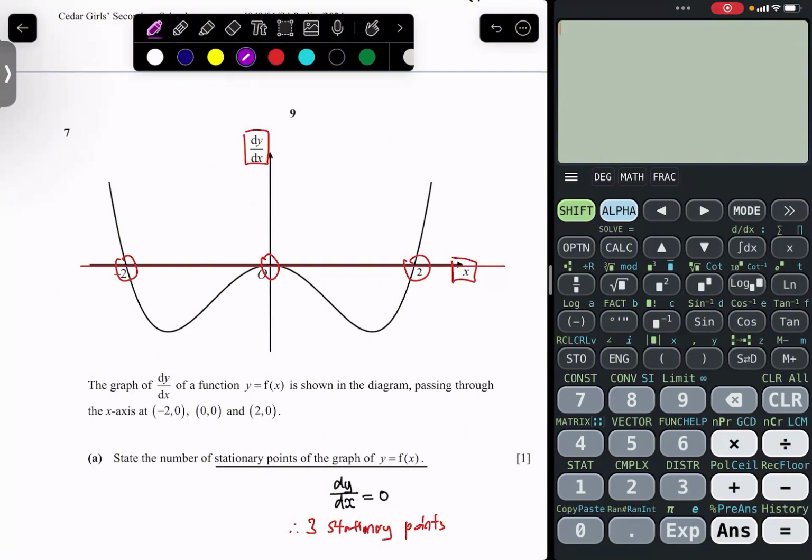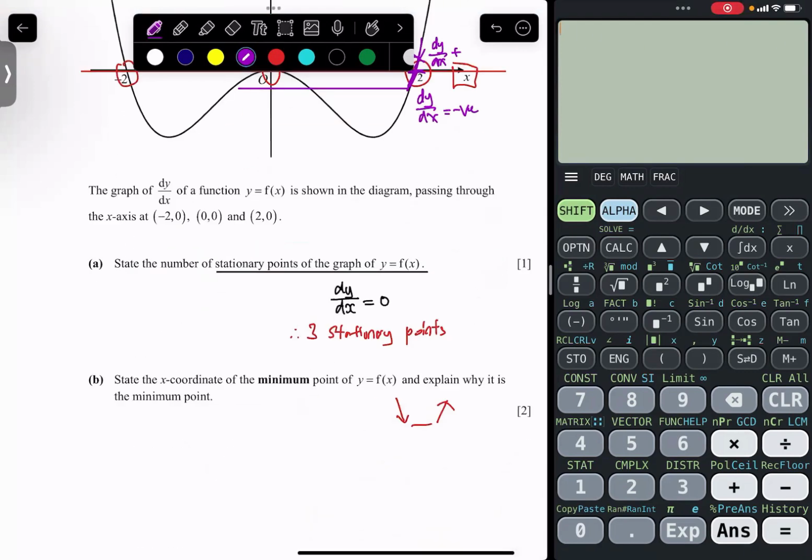So when the gradient is increasing, down here, at this point, before here, dy/dx was negative. But above here, after the point 2, dy/dx is positive. By looking at the y-axis, the dy/dx axis, can you see this is negative to positive? So negative gradient to positive, therefore the minimum point is x equals 2.